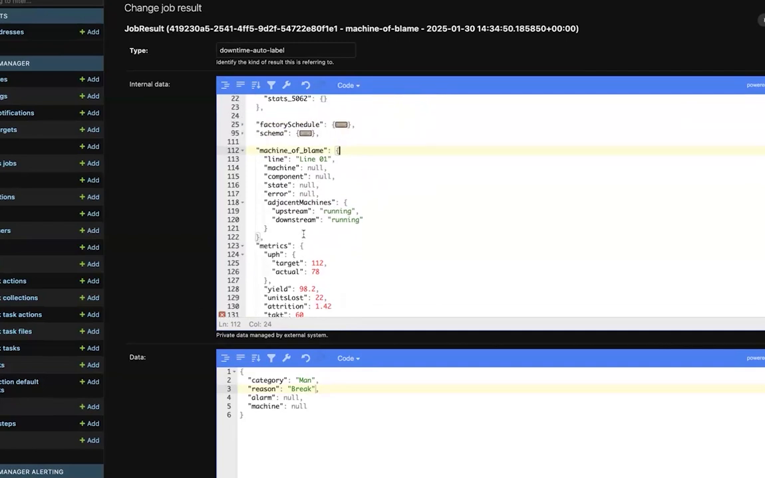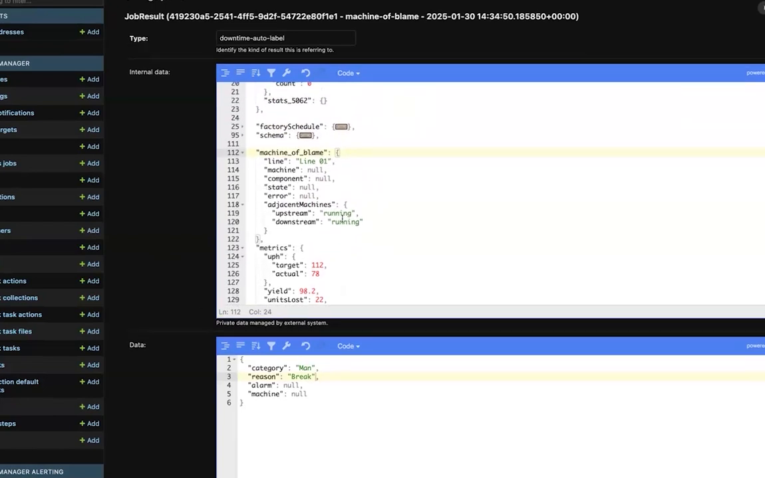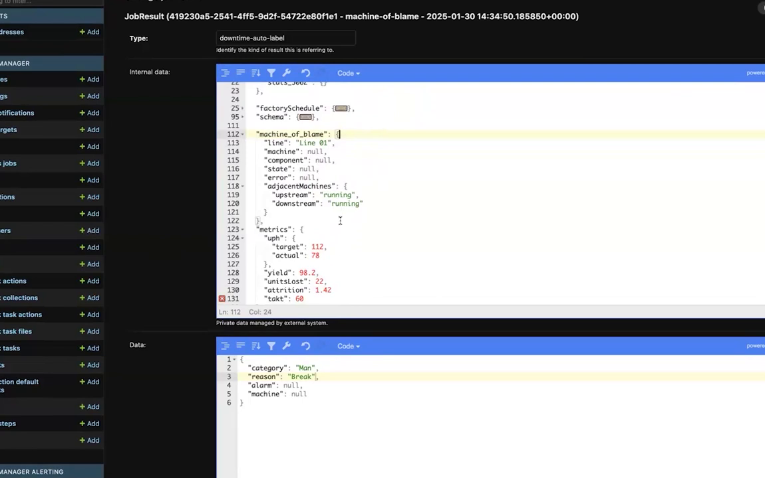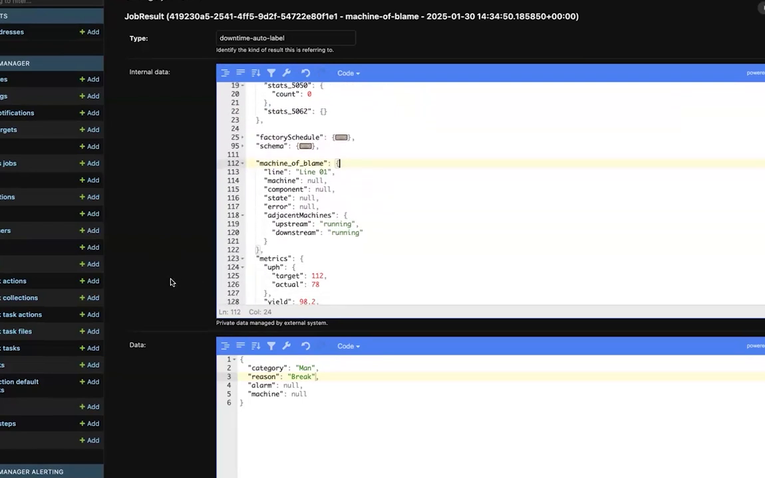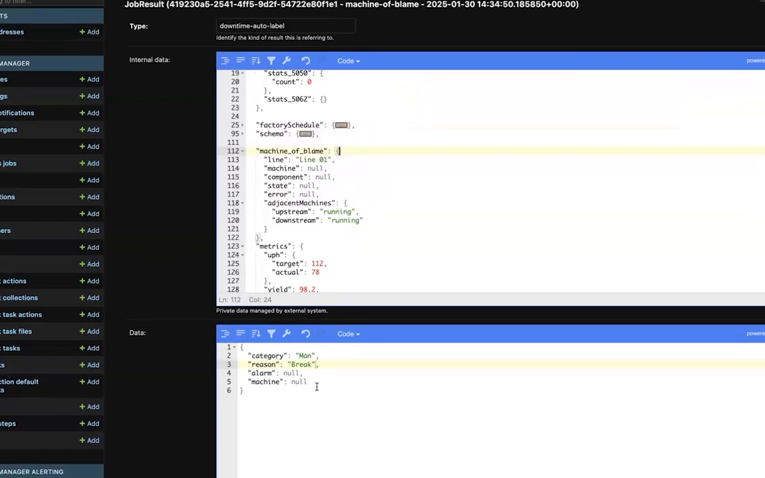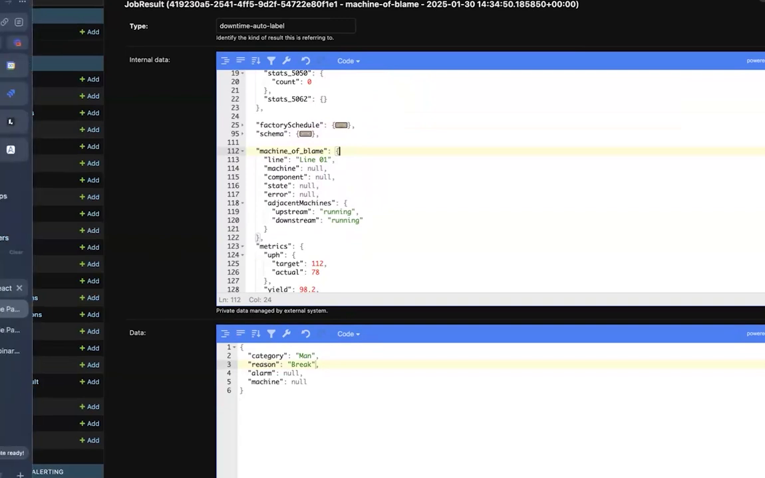So it took from the factory schedule and looked at the timing. I don't see a machine of blame. All the metrics look okay. All the machine states look okay. This was a break. I can tell by looking at your schedule that you had something already prepared. So it gives the category and reason right there.